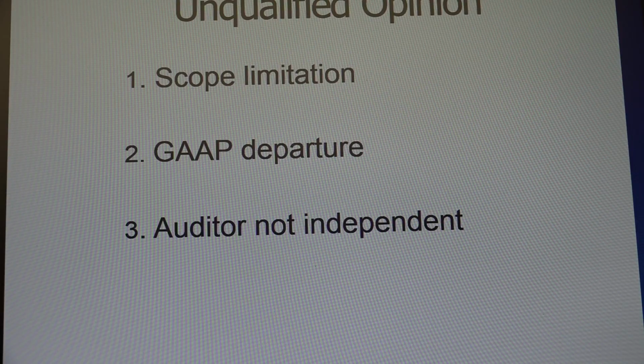The other scope limitation is where, for example, the auditor is hired after the first of the year, and so they can't do a lot of their due diligence. Let's say if they were hired in the middle of the year or at the first of the year, they could do a lot of their due diligence and audit procedures, let's say up to October 15th for a calendar year audit client.